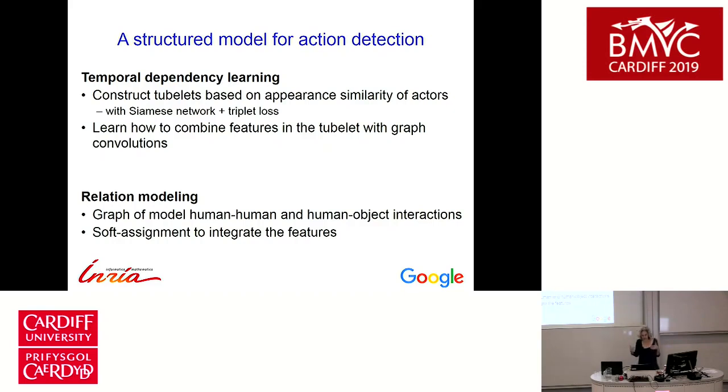And then the second thing is we have this graph-based modeling where we look at what the objects in the environment of the human are. So it could be human-human interactions or human-object interactions. And this is completely weakly supervised because we don't annotate. And then we use soft assignment to integrate these features. So this gives us a representation which learns on the fly which are the relevant objects in the neighborhood.